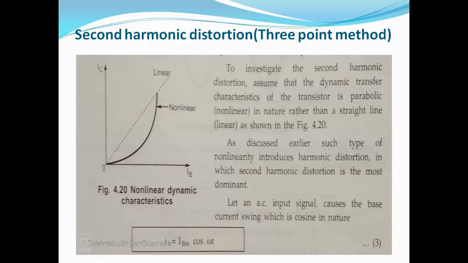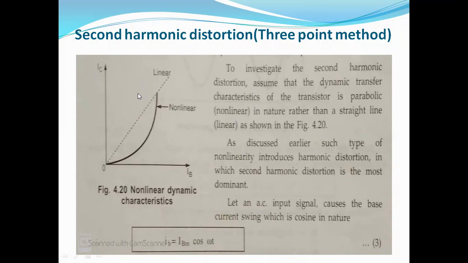To calculate the second harmonic distortion, assume the dynamic transfer characteristic of the transistor is parabolic, because it is not linear. If you observe the figure, this is IB, the input current, and IC is the output current. Base current and collector current, input and output. If you draw the characteristics between the input and output, it should be linear. If it is linear, then the output is reproduced faithfully. That is the ideal case.